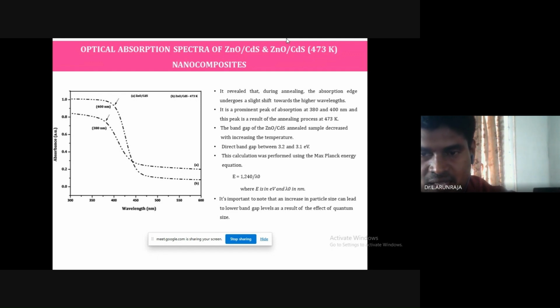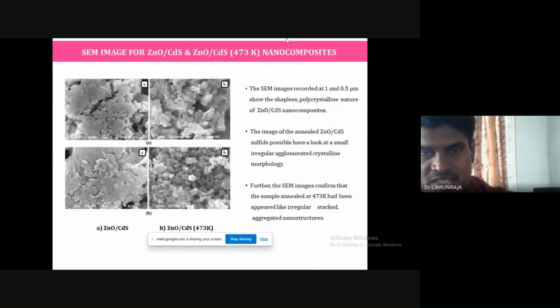That is, the direct band gap is given by the Planck energy equation like this. It is important to note that an increase in particle size can lead to a lower band gap as a result of the quantum size effect. Here, this is 380 nanometer for the ZnO series, and after annealing, the size is increased to 400 nanometer due to the annealing temperature.